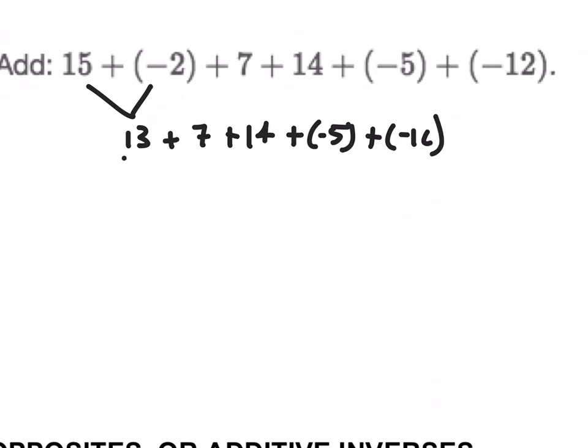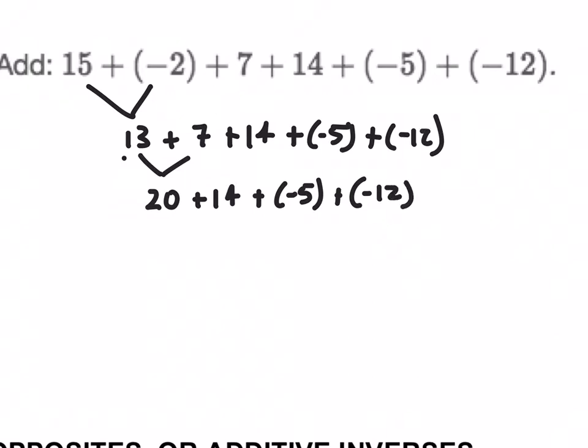So now I've got 13 and 7. If I add those together, that's going to give me 20. And then I'm going to add 14, add negative 5, and add negative 12. So if I do 20 plus 14, 20 plus 10 is 30, plus another 4 is going to give me 34. And then plus a negative 5, and then plus a negative 12.